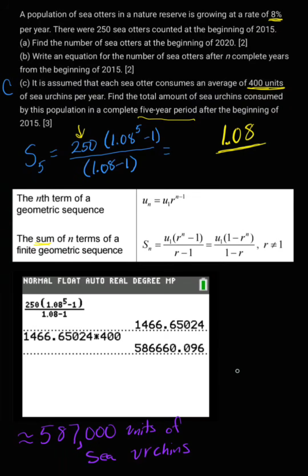So this means that the units that the sea otters consume in these first 5 years is going to be 586,660. We can round this to three significant figures, looking at the first three numbers. This 6 increases the other 6 to a 7, so you can write 587,000 units of sea otters.